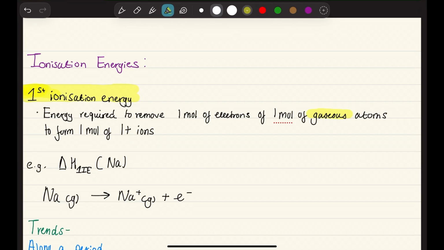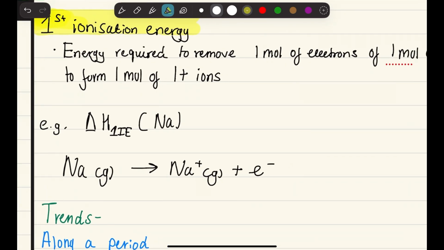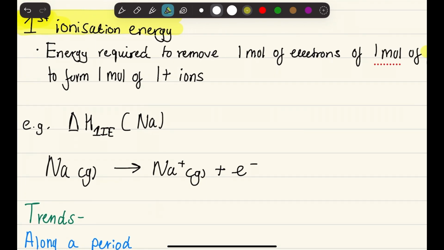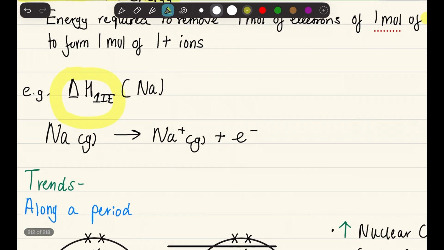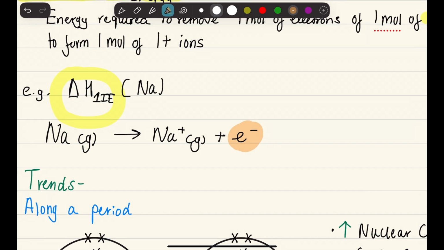And this is just the first one. If it is the second ionization energy, you'd say 1 mole of electrons from 1 mole of 1+ ions to form 1 mole of 2+ ions. If we draw equations, it's also very important to be able to do the equation. We have the enthalpy change, as a first ionization energy, and we're doing it for sodium. So we have sodium gas going to sodium ion plus an electron. You need to remember this electron because without it, our equation is not balanced. We need to balance the charges, which is why we add the electron there.